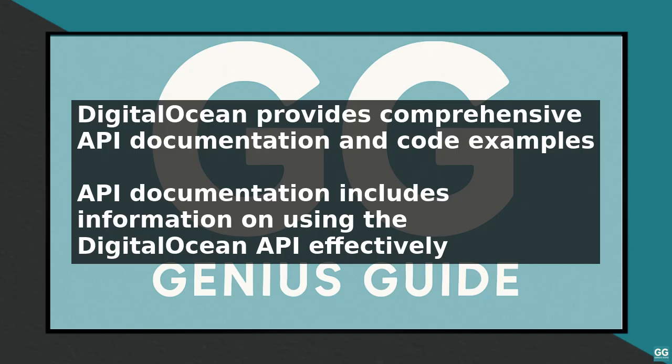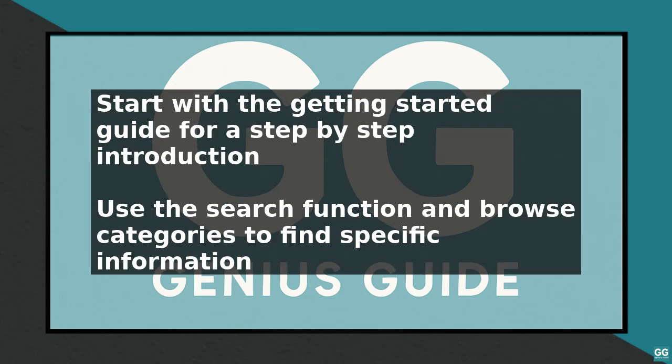To get the most out of the DigitalOcean docs, it is recommended that you start with the Getting Started guide, which provides a step-by-step introduction to using DigitalOcean. You can also use the search function to find specific topics or keywords, and browse through the various categories and sections to find the information you need. By following these steps and using the resources provided, you can easily find the DigitalOcean docs and get started with using DigitalOcean products and services.